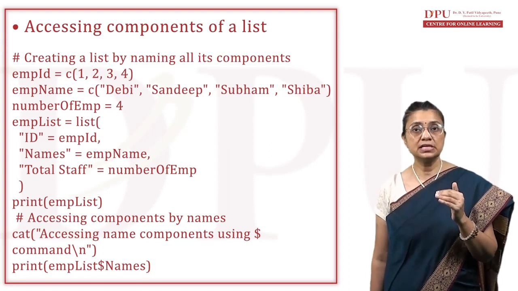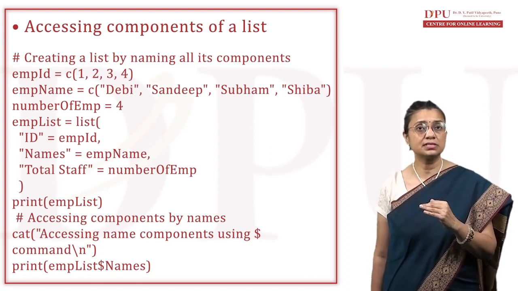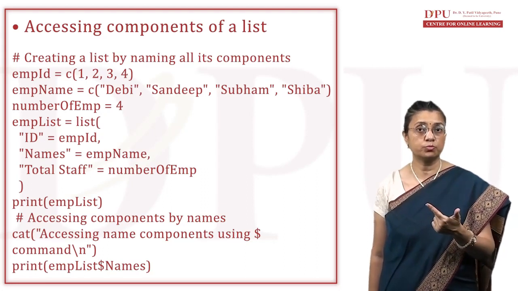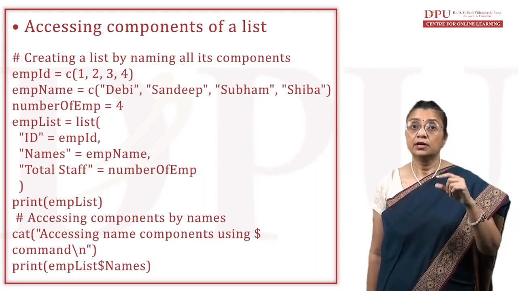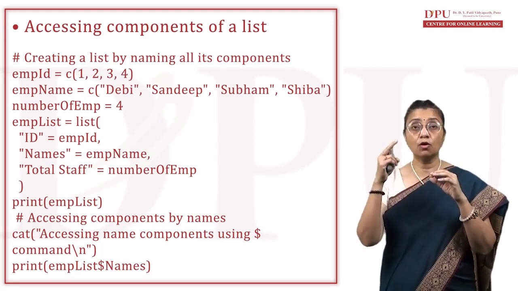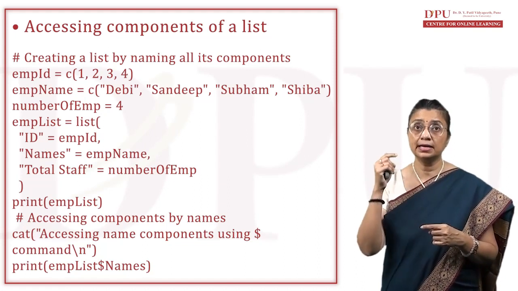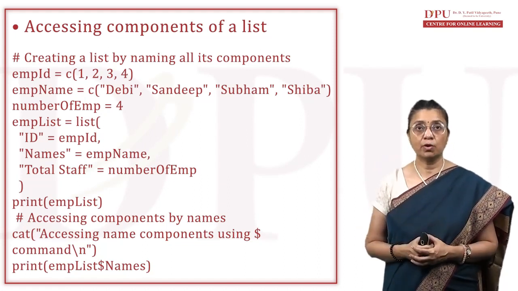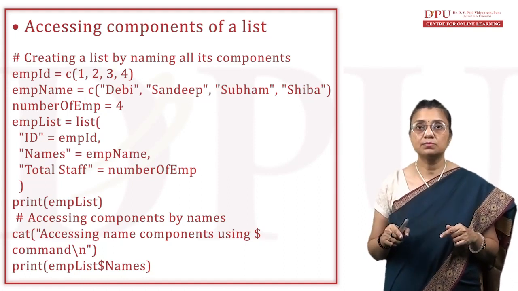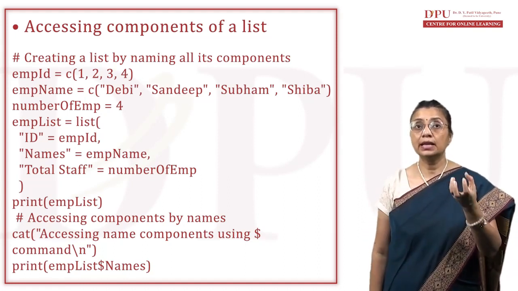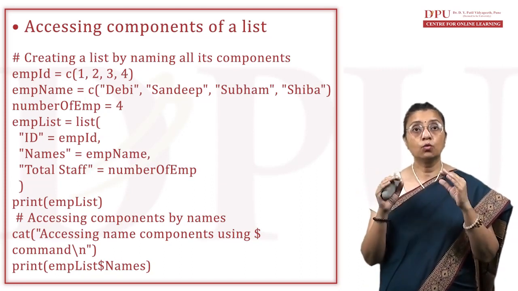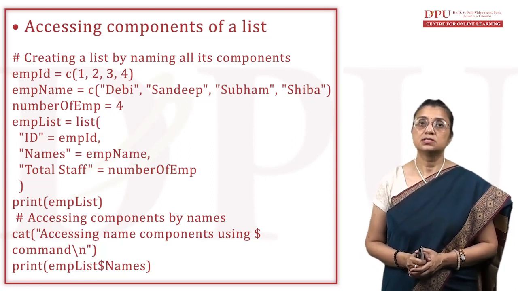names. So you can see the output that if I'm using the dollar sign, only the second element of my list is displayed as output and not the complete list. Students, please note that the first line, print emplist, is printing all the three components, which is emp ID, emp name, and number of employees. But when I'm using print emplist dollar names, it means I'm pulling the name element of the list, and only one element is printed on the screen.